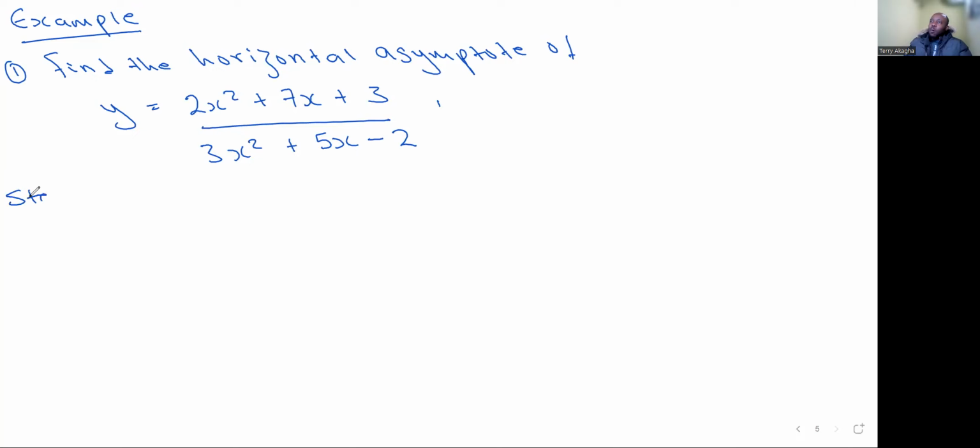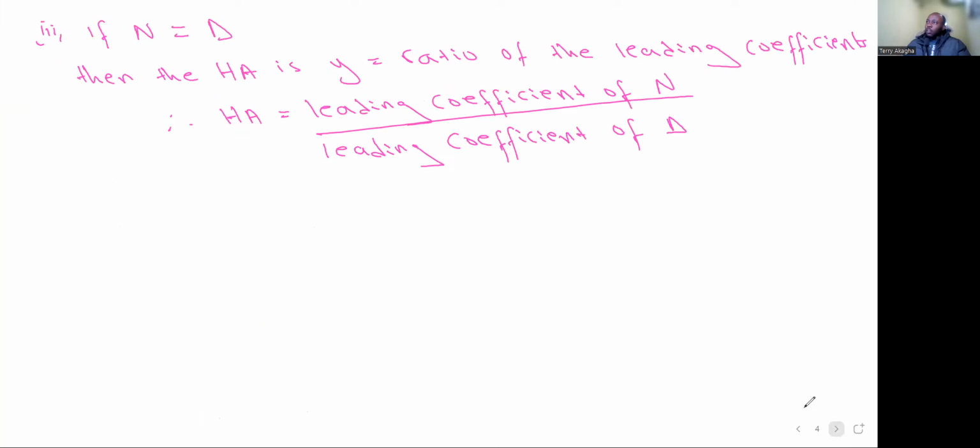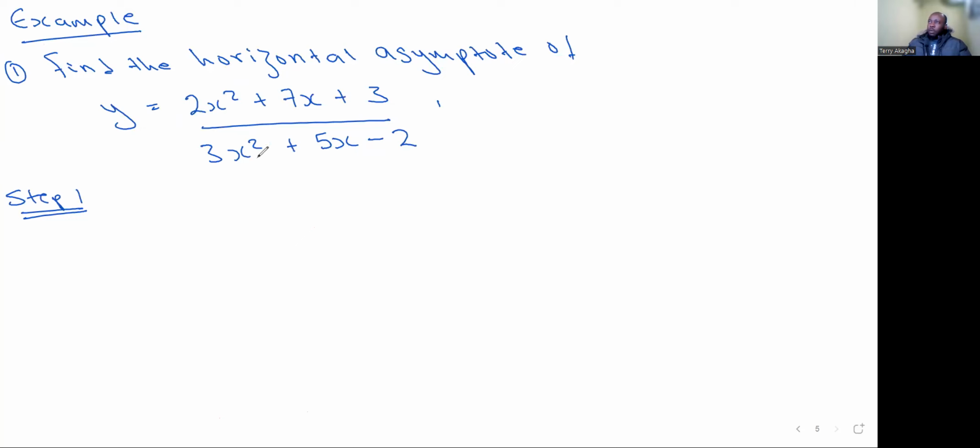So let's start. Step 1. In order to find this, the first thing we need to do is identify the degree of the numerator. Remember I told you the degree of the numerator is the highest power of x. In this case, the highest power of x in the numerator is 2. So n is equal to 2, because we got it from x squared, right? All right. Now step 2.